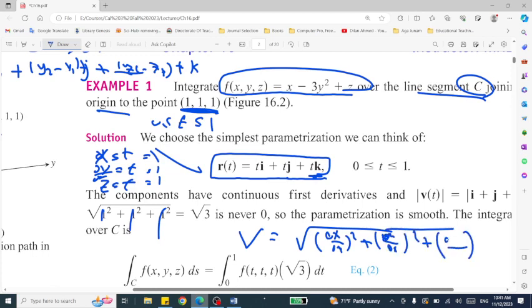dz by dt square. Clear, dears? Any question about V? Easy. You just need to make it one by one, then collect all of them, then you will get a simple integral. It's called line integral.